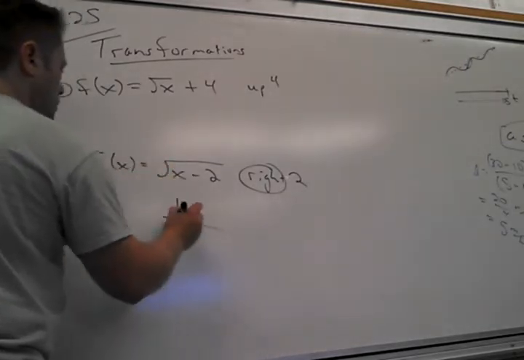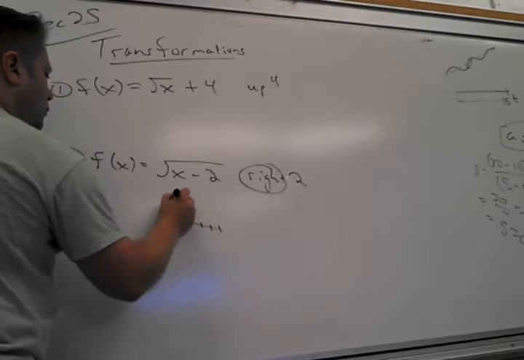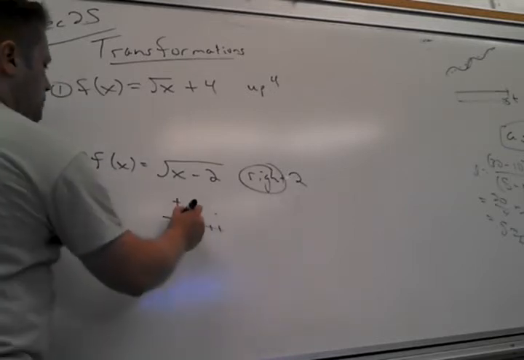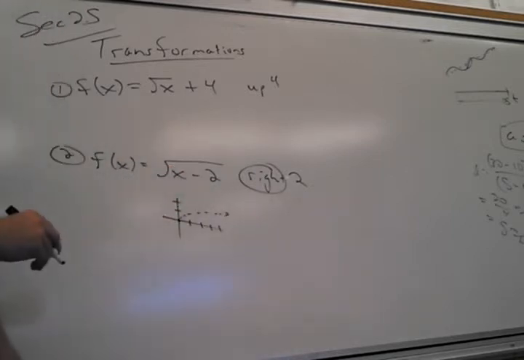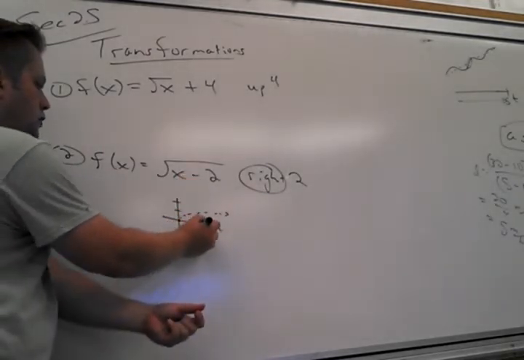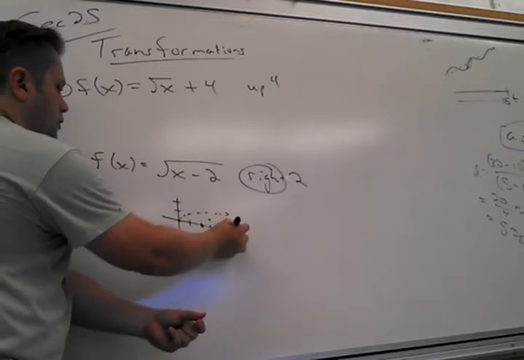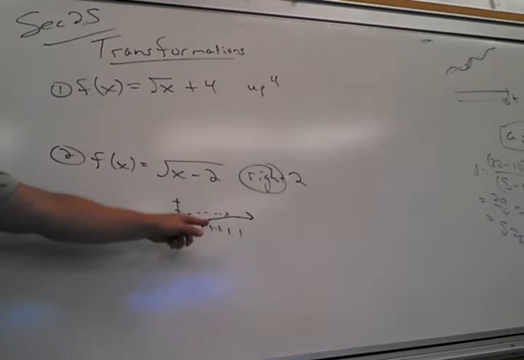So a normal one would look, remember I was talking about those anchor points? 0, 0, 1, 1, 4, 2. So that's the base graph. Represent that with a dotted line. So that would take this and make it go, this point would go to 2, 0. This point would go to 3, 1. That point would go to 6, 2. And then there's the new function. That's what that function is.